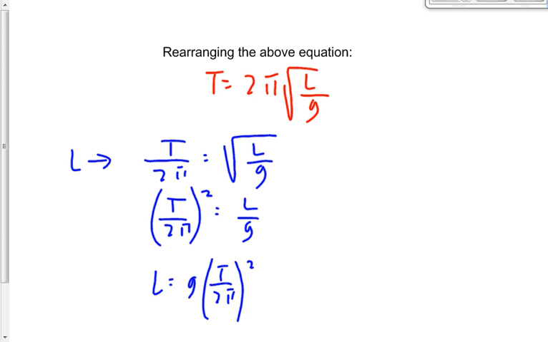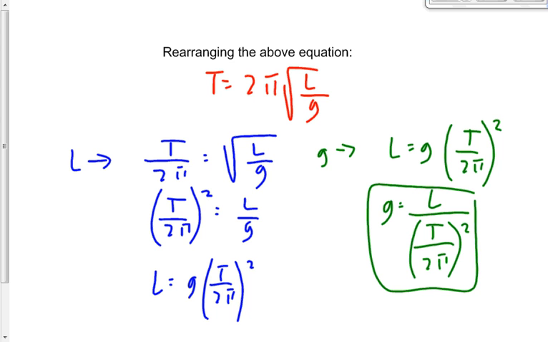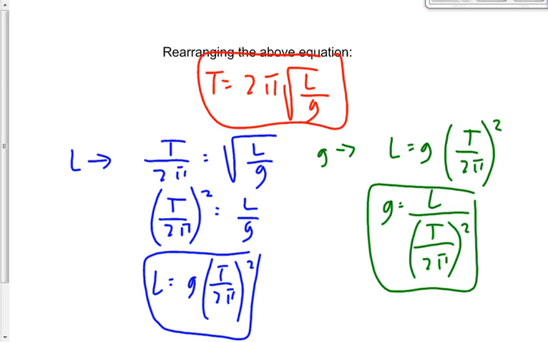What if we wanted to find a little g? Well, do what you just did to get L. So we'll start there. L is equal to g times T over 2 pi, squared. Now we've got to take the T over 2 pi squared over by dividing. It becomes L over T over 2 pi brackets squared. So these are the three forms of the equation that you're going to have to be able to use. This one appears on your data sheet. You've got to be able to figure out this one and this one. All right?